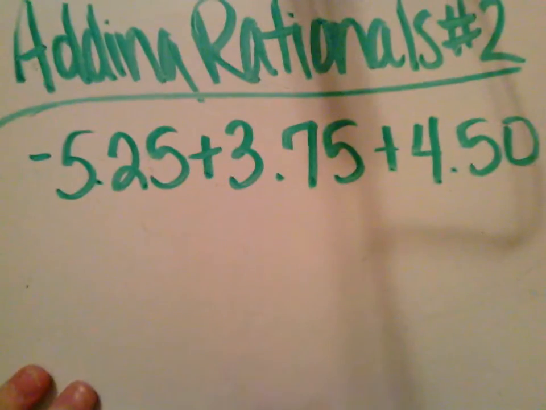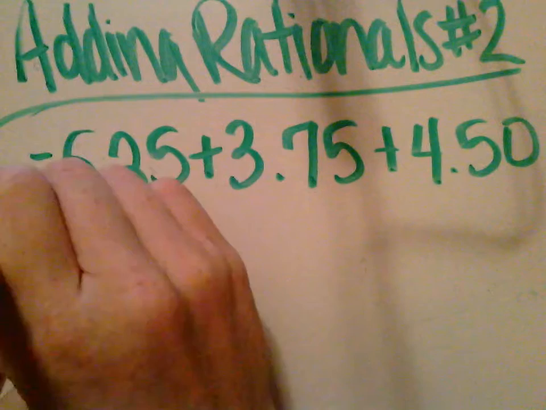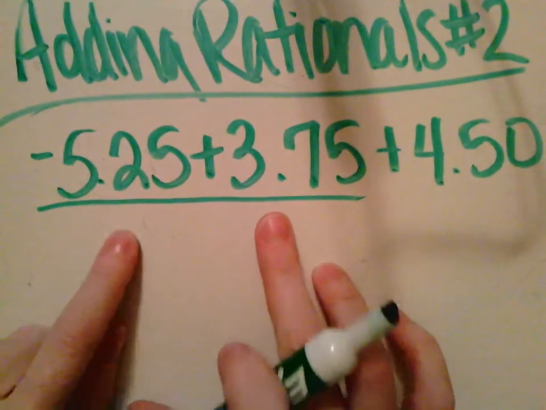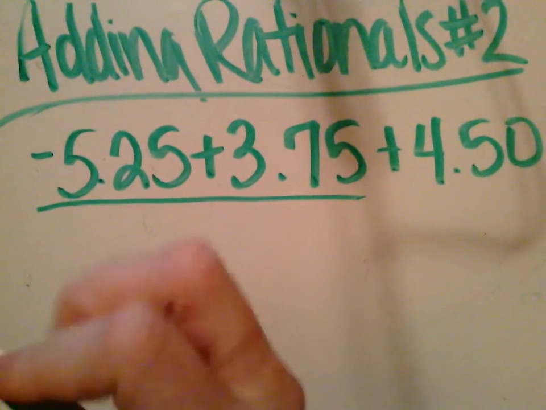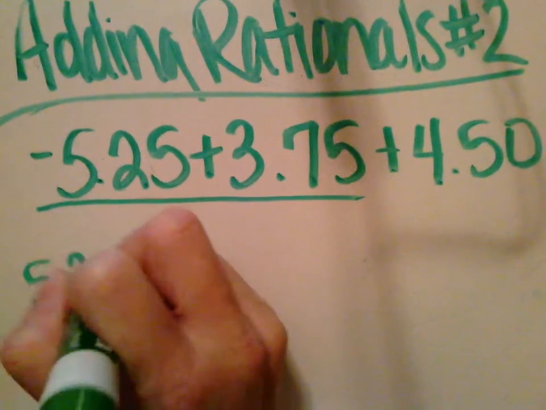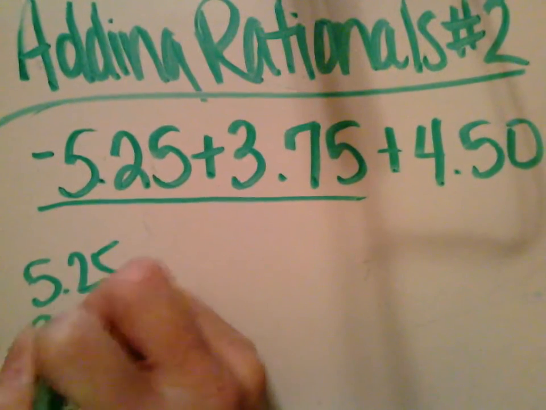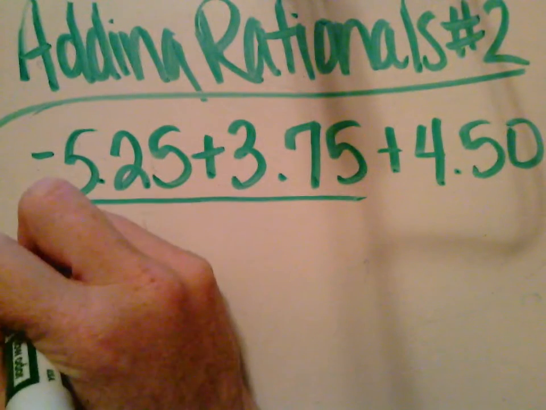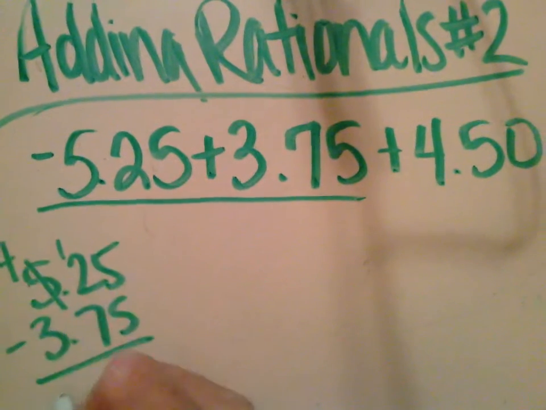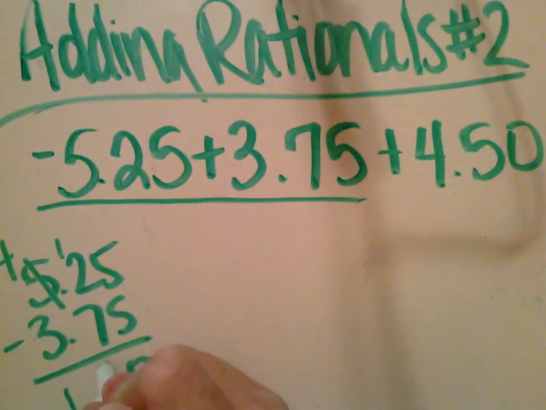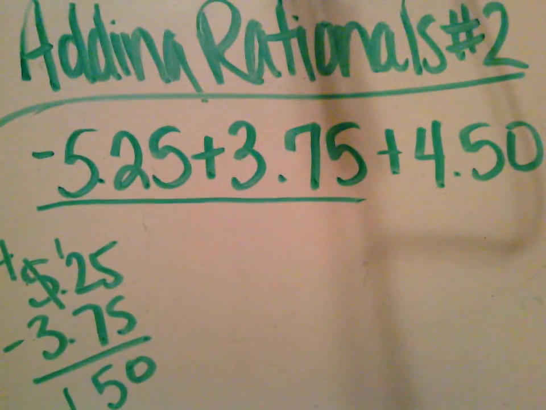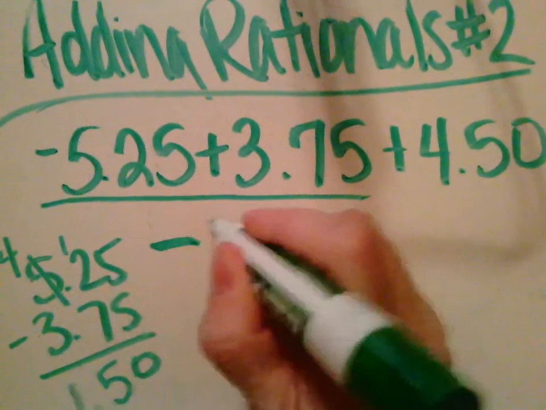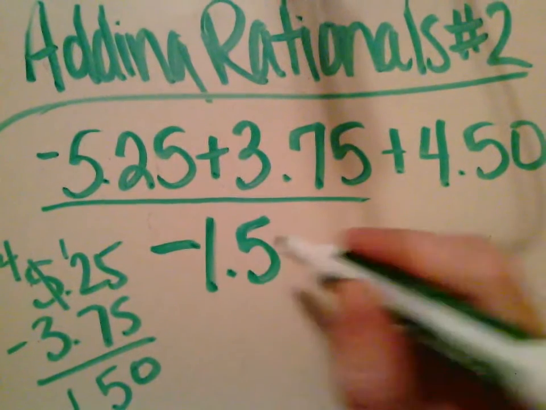Okay, very good. All right, I'm going to look at 2 at a time. Different signs, so I'm going to subtract. So I'm going to say 5.25 minus 3.75. Okay. And the larger absolute value is the -5.25, so this is a -1.5.